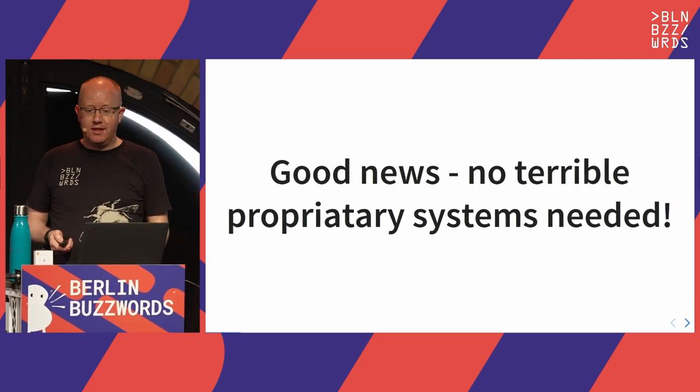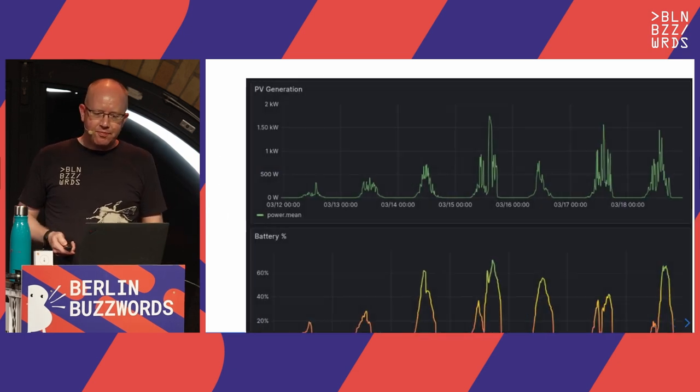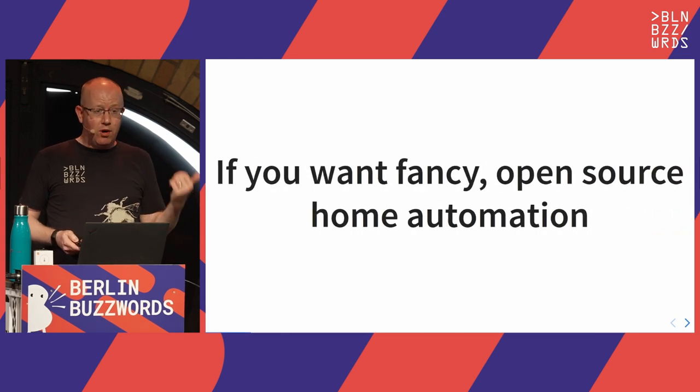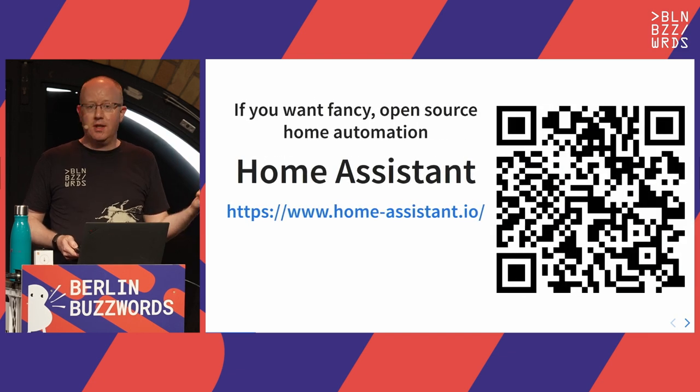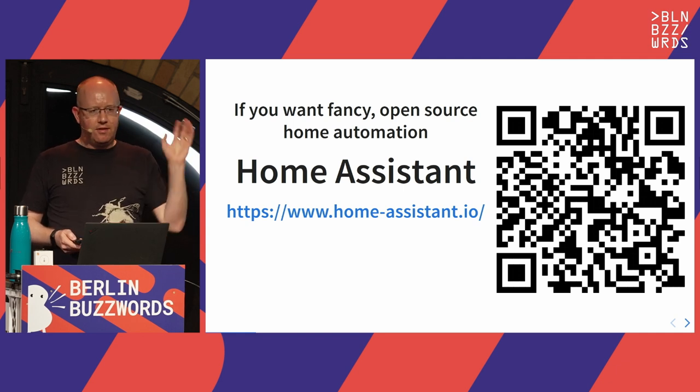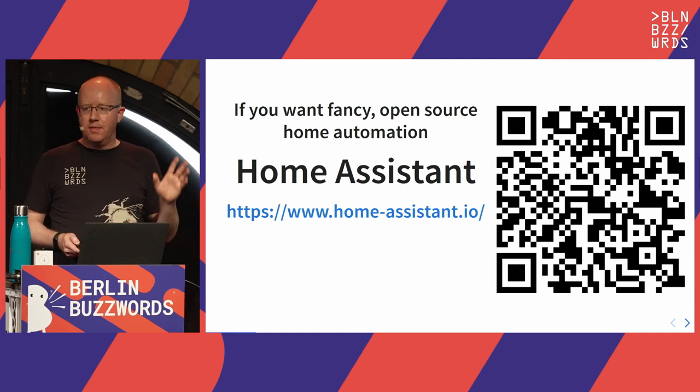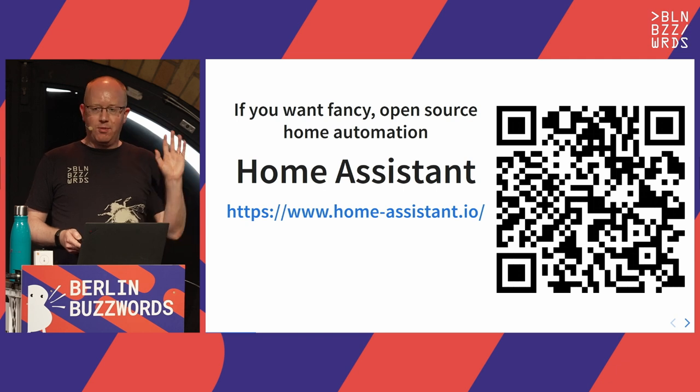So the good news is you do not need the terrible proprietary systems that Steve inflicted on himself. If you want, there is a really, really good open source home automation system. That is Home Assistant. It will run your house, charge your car, monitor everything, let you do fancy lights turning on and everything like that. That is a different talk. What I want to focus on today is just the data itself.